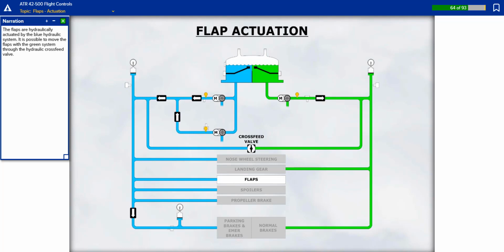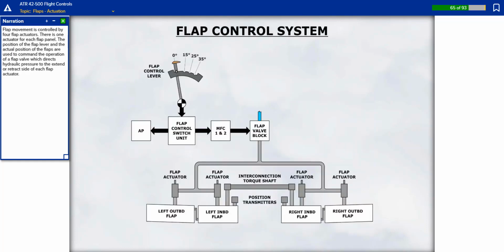The flaps are hydraulically actuated by the blue hydraulic system. It is possible to move the flaps with the green system through the hydraulic crossfeed valve. Flap movement is controlled by 4 flap actuators. There is 1 actuator for each flap panel. The position of the flap lever and the actual position of the flaps are used to command the operation of a flap valve which directs hydraulic pressure to the extend or retract side of each flap actuator.